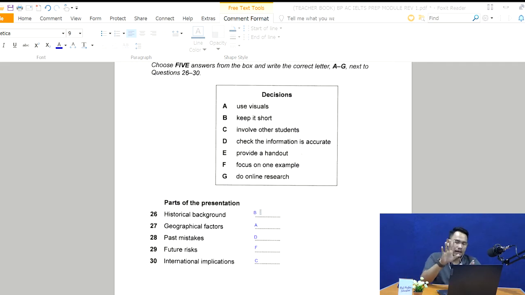So the woman, not the man, sorry. The woman said that we could use some maps to help the students understand. So because maps are a visual thing, the best answer for this one is A, use visuals. However, they mentioned the handout. Remember, the handout there is probably the distractor as well. Okay, now let's see number 28.